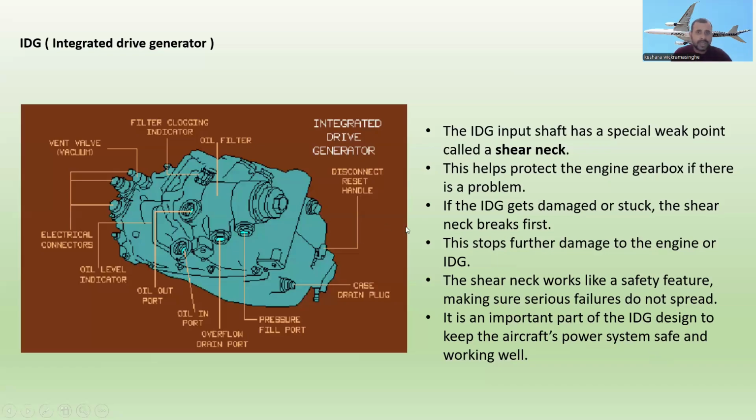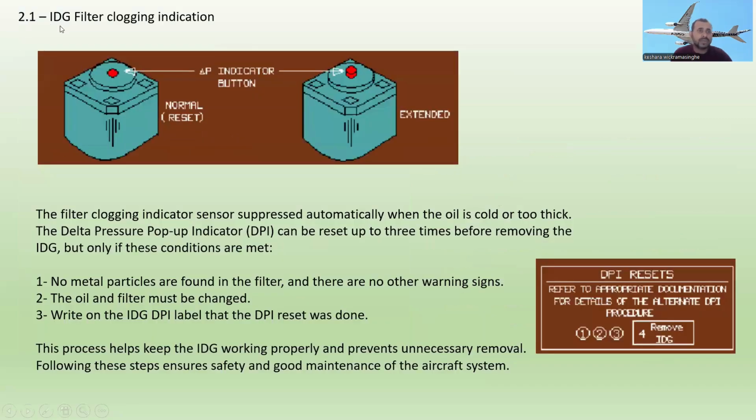Okay, right. So now let's go to the 2.1 IDG filter clogging indicator. This is the IDG filter clogging pop-up indicator. You can see the delta pressure indicator. Now it is closed, and now it comes out. So this is the normal position and this is the extended position.